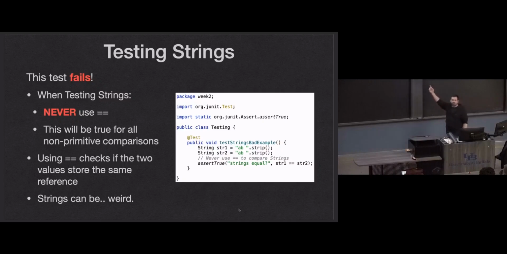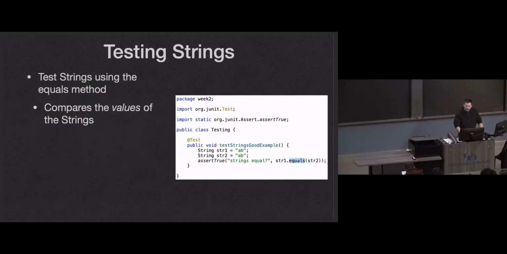If you do the same example without the dot strip, it'll return true and the test will pass. So sometimes Java refers to the same string on the heap, sometimes it doesn't. There's a lot of complexity that goes into how Java manages its static strings, these static values. For our purposes, use dot equals. Dot equals instead of equal.